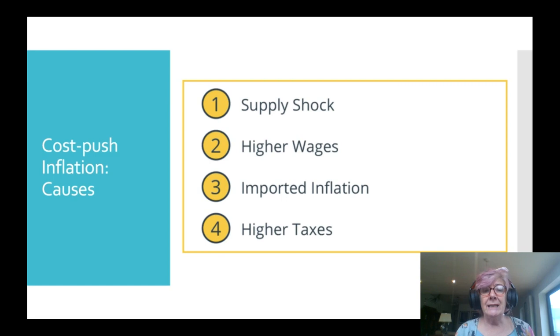Could be imported inflation, and this happens most usually if the value of our currency falls. So if the value of the pound, for example, fell, that means that it would cost businesses and individuals in our country, it would cost us more to buy goods from other countries. It would cost us more to import goods, and therefore the price of all those imported goods goes up, and that will cause inflation. And of course, higher taxes will do the same thing. If businesses have to pay higher tax, then that will be reflected in prices. They will put prices up to counter that.